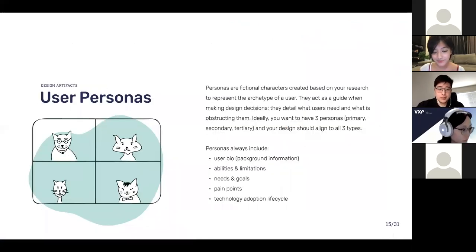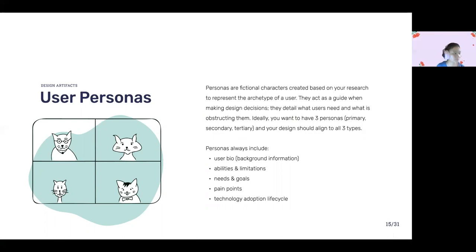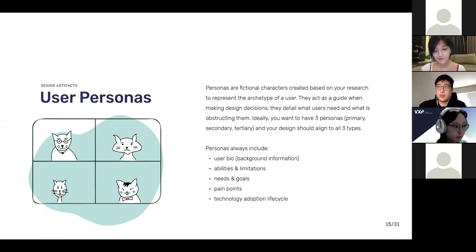So next up we have personas. Personas are fictional characters that you've created to represent a type of user. They act as guides for you and your team when it comes to making design decisions. If you ever get stuck, you can always go back and refer to what it is they're looking for or what's getting in their way of completing a task. Ideally, you want to aim for around three personas, and those three act as your primary, secondary, and tertiary target audiences.